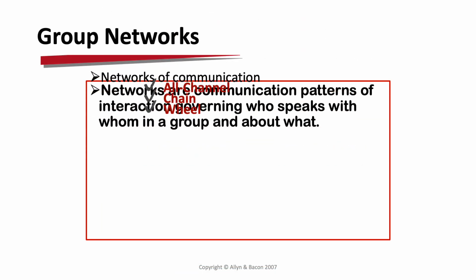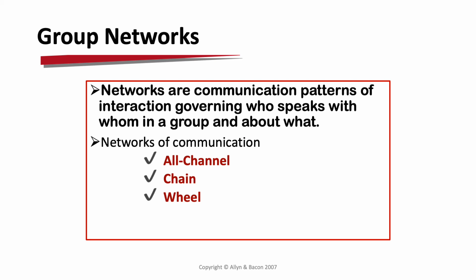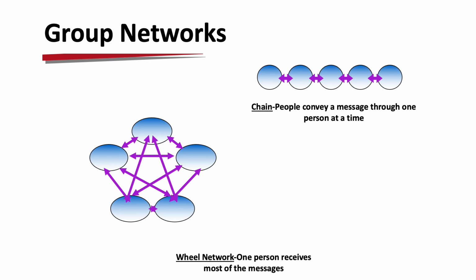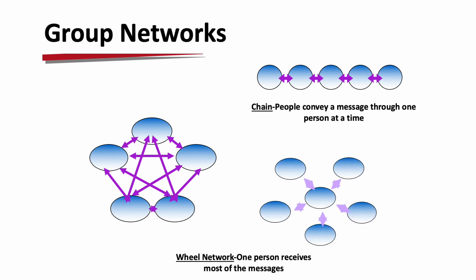Group networks are just different communication patterns that tend to occur within group situations. There are three. There's the all channel. Oops, one got cut off right here. All channel is everybody communicating with everybody. Chain, messages are conveyed through one person at a time, like the old telephone game, if you're familiar with that. The wheel network, one person receives most of the messages and sends them out.